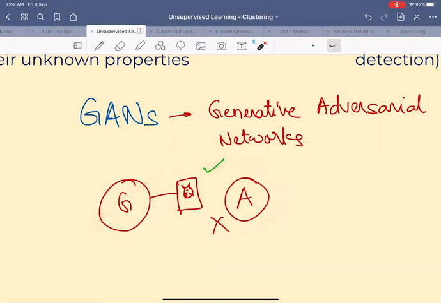Now, why is this an example of unsupervised learning? Because we truly don't need a label here. Okay, we truly don't need a label. We can have thousands of images, and then we are trying to train a model to learn the underlying principle, the underlying system that is able to take this out.